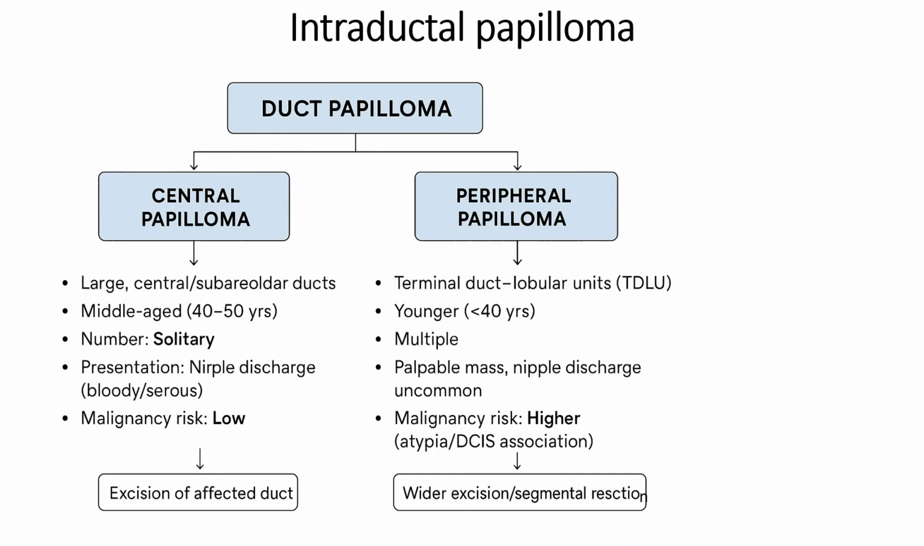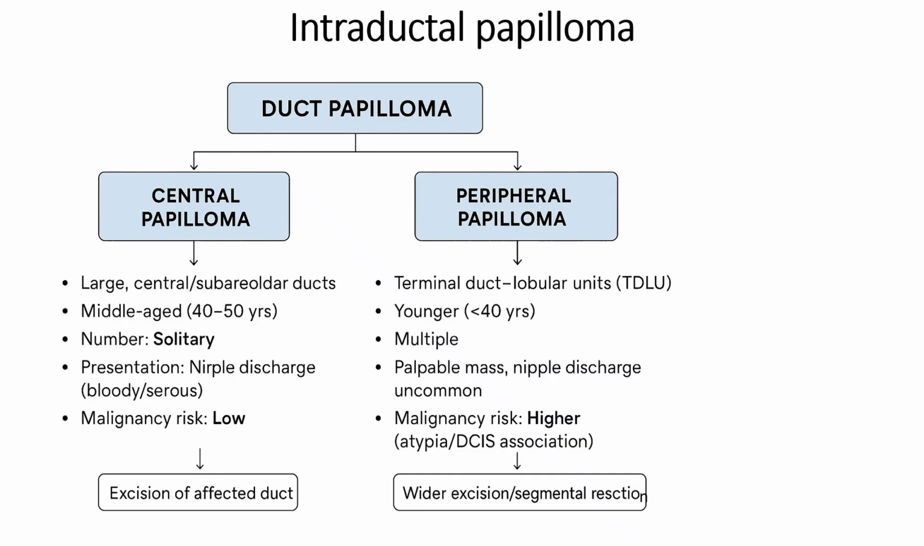In central papilloma, you will see a large lesion involving the central or subareolar ducts. It occurs in middle-aged women, whereas in peripheral papilloma, the terminal duct lobular units are involved and it occurs in younger women. A solitary lesion is seen in central papilloma, whereas multiple lesions are seen in peripheral papilloma. And central papillomas are usually very close to the nipple and areola. They present with nipple discharge, whereas peripheral papillomas present as a palpable mass and nipple discharge is uncommon.